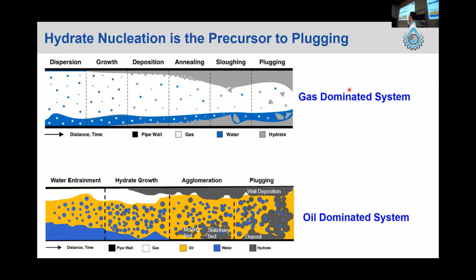Obviously there are a few different stages as well. Max and Professor Ko have talked to you about the agglomeration process, where you can investigate the cohesion force between hydrate and hydrate particles or hydrate particles and a substrate such as thermoplastic material or carbon steel. But the precursor really here is the nucleation, because without hydrate nucleation, you won't even have to worry about plugging.